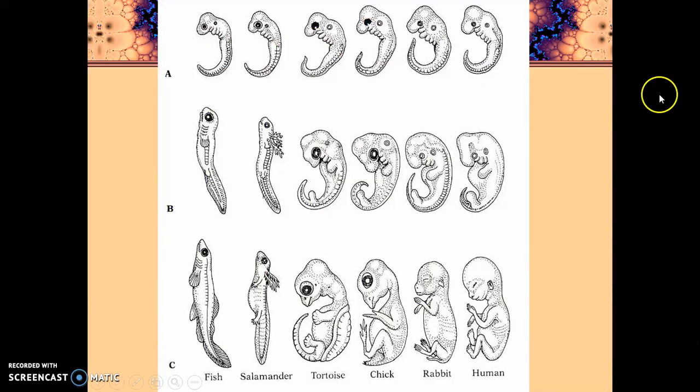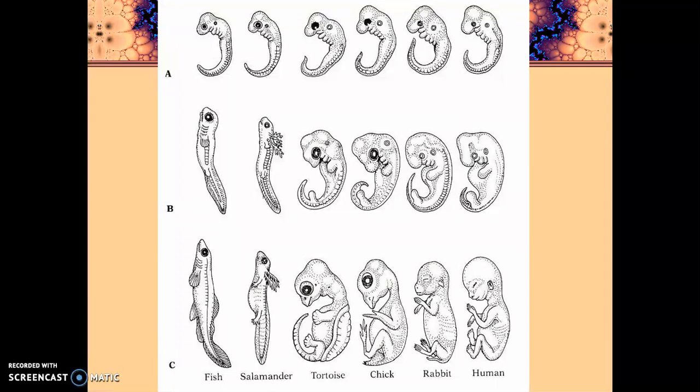Check it. Okay, up here, we have the embryos of a fish, a salamander, a tortoise, a chick, a rabbit, and a human. Okay? They all look really similar. Yeah, there are some small differences, but remember, even within human embryos, there's going to be a lot of variation. Some human embryos are going to look exactly like this. Some are going to look exactly like this. Some are going to look exactly like this. There's variation. But look how similar they are. Even professionals who do nothing but stare at embryos all day can't tell you what species one belongs to.